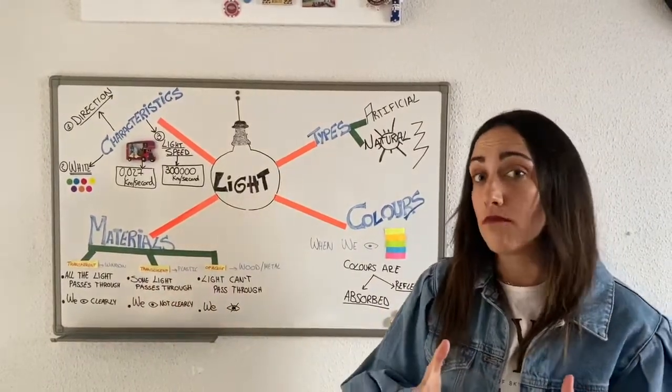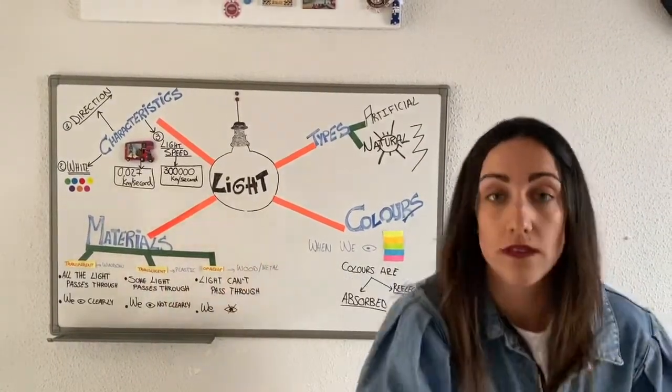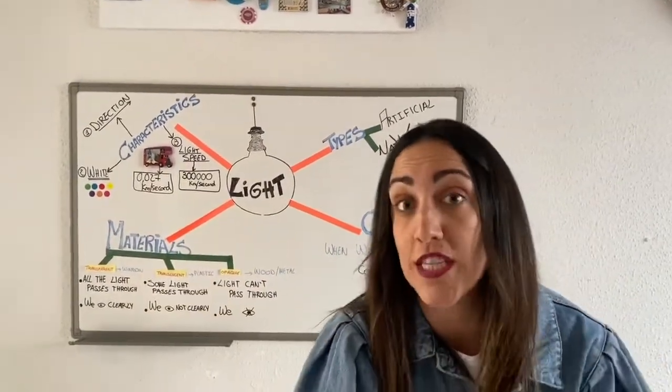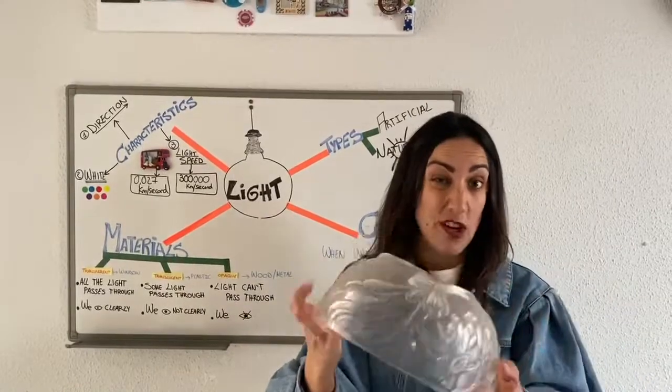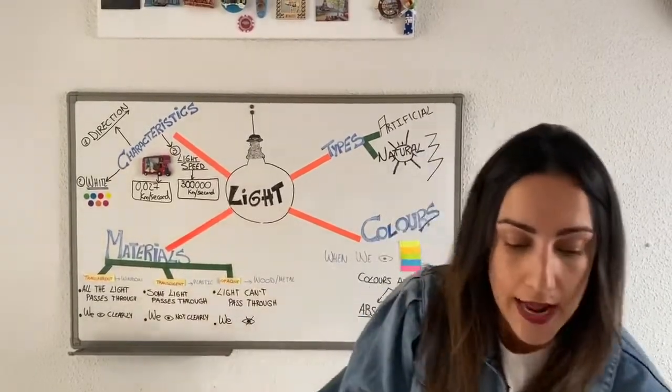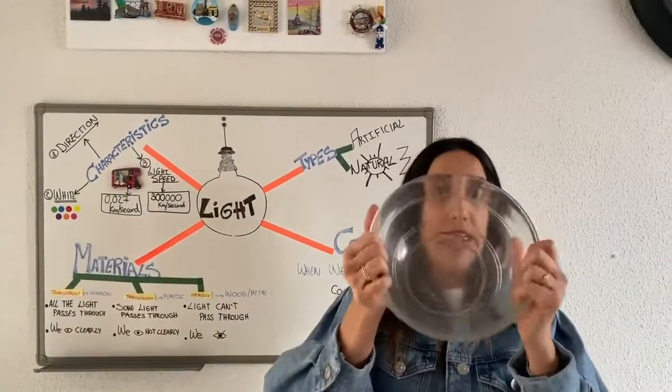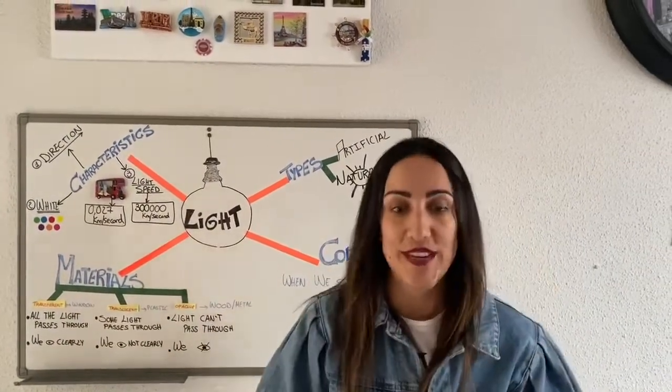Some examples: the opaque ones are wood or metal. The translucent is normally plastic, because this is made of plastic, and the transparent, the window or this bulb that is transparent.